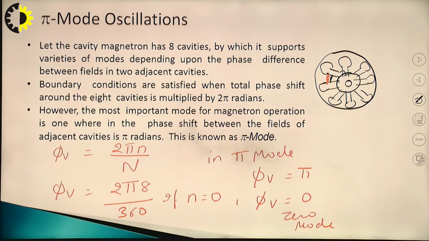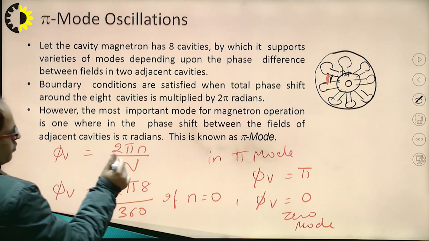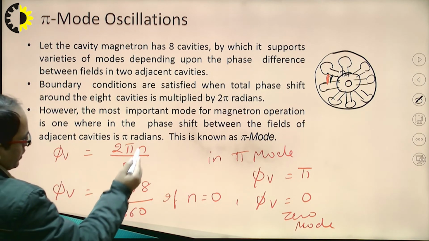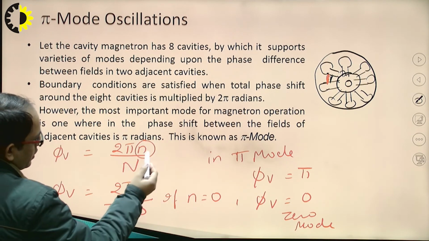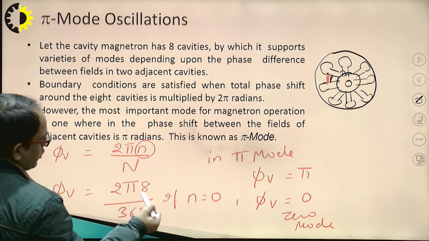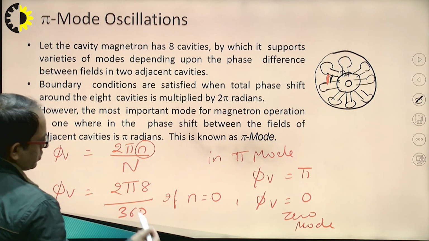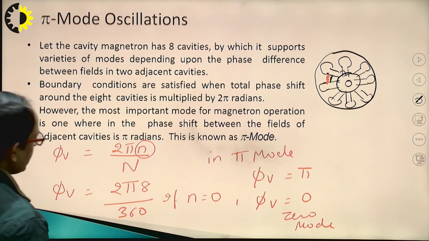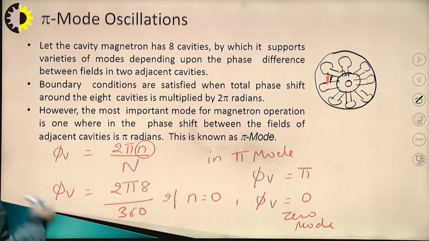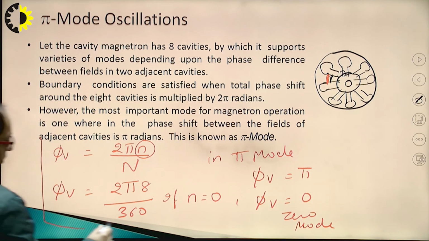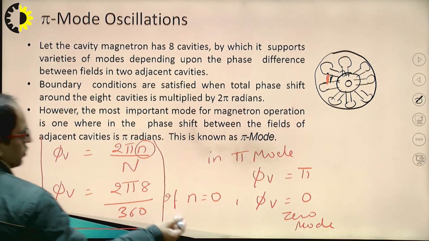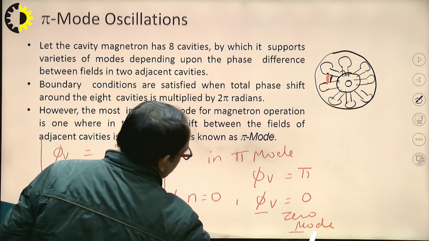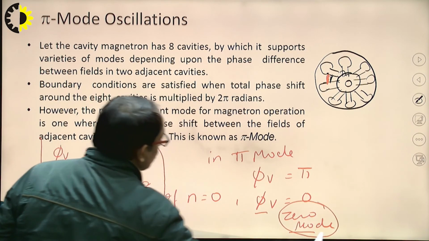The pi mode oscillation is when φ equals 2πn divided by 8, where n is the number of cavities, so 2π times 8 divided by n equals 360 degrees. Clear? So that is known as the pi mode. If n equals 0, then φ equals 0, and this is known as the 0 mode.